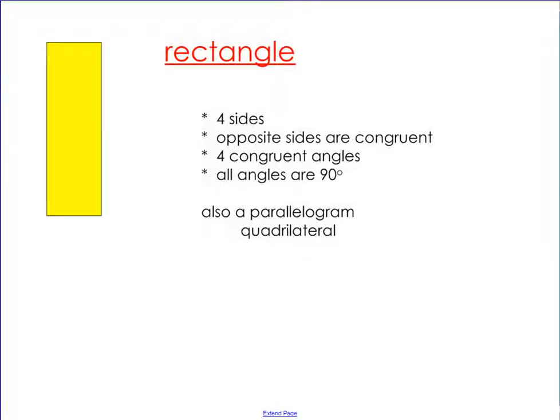A rectangle has 4 sides. Opposite sides are congruent. That means this side here is congruent to this side, and this side and its opposite side are congruent. 4 congruent angles. All the angles are 90 degrees. A rectangle can also be called a parallelogram or a quadrilateral.